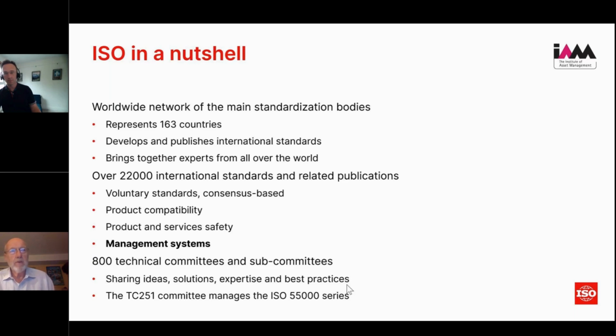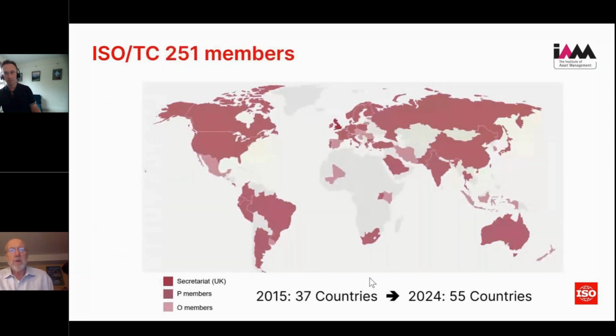And so Technical Committee 251 is the one that manages the 55,000 series, so all the work around asset management. And that committee has been growing quite a bit. When it was created in 2015, which is roughly when the standards were first released, we had 37 countries on board. And as you can see now, 9 years later, we have 55 countries, and you can see them on the map there. So clearly that shows that the standard, and more broadly, asset management, is growing around the world. Interest is growing, and that's a good thing, of course, and we're very happy to see that.